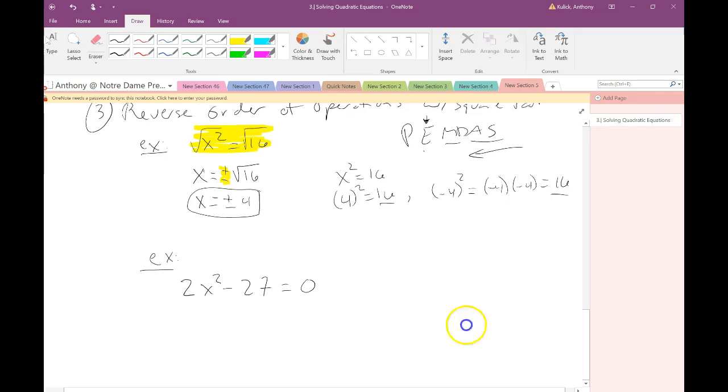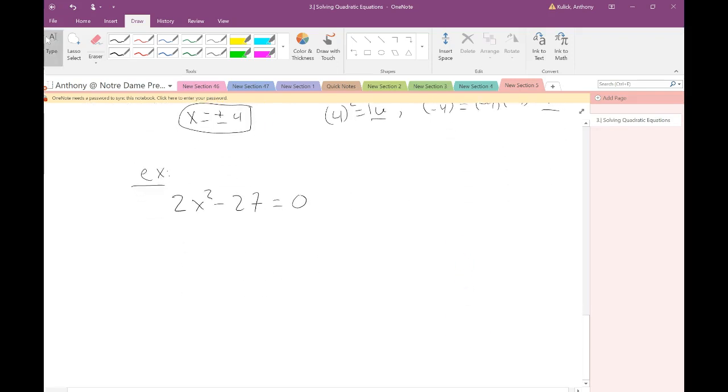So let's say we have this guy: 2x squared minus 27 equals 0. To solve this, I'm going to start by applying the reverse order of operations. So I'm going to add 27 to both sides. And then I'm going to cancel out the multiplication by dividing both sides by 2.